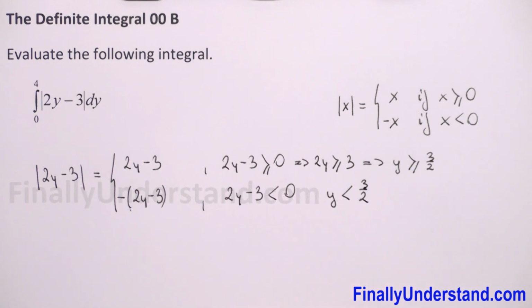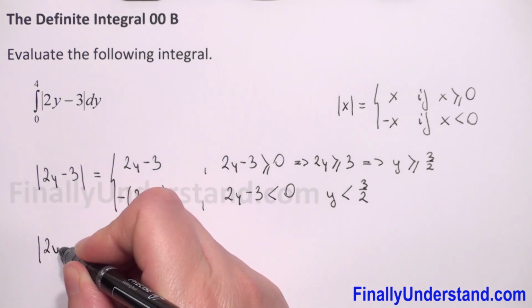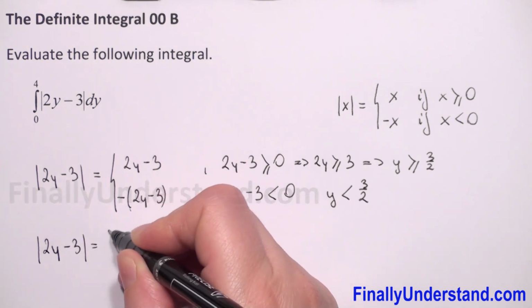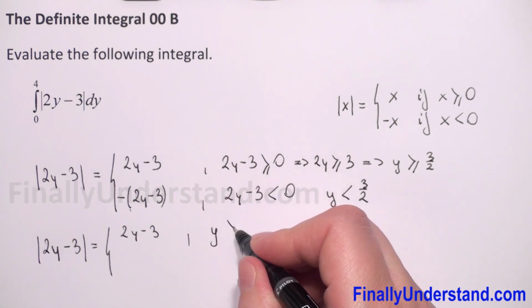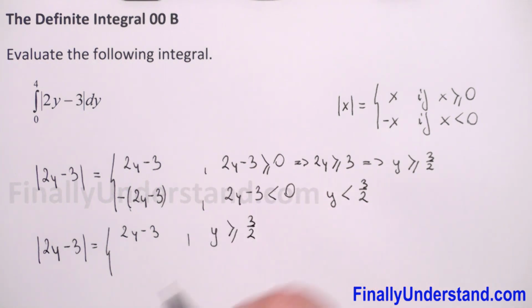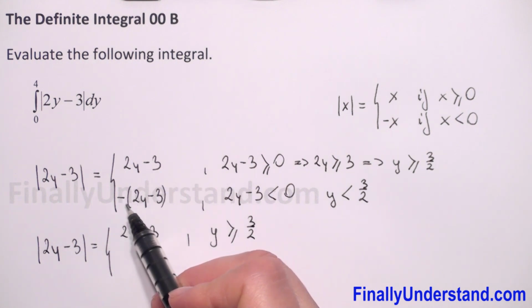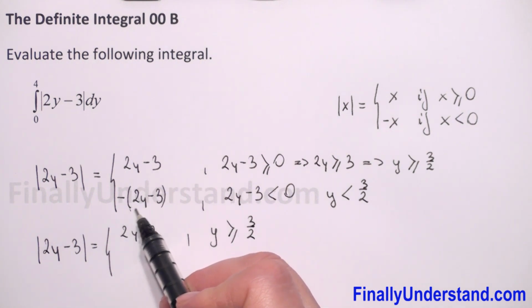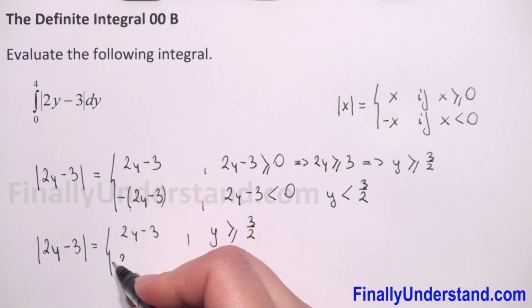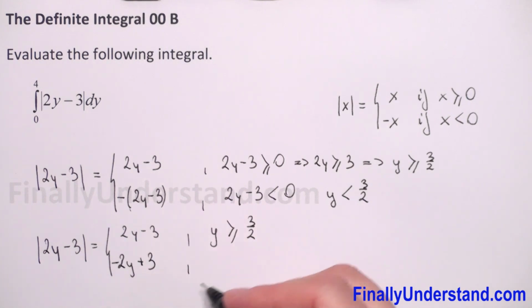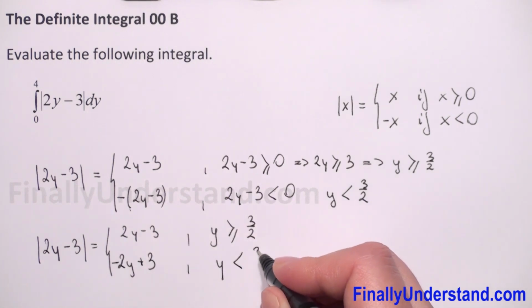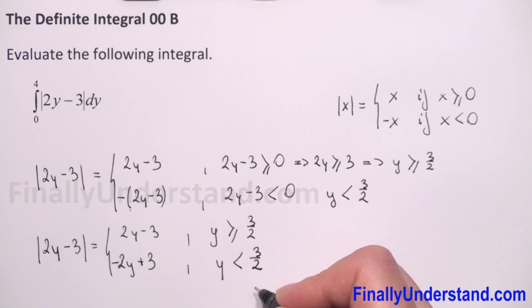Now, when we have the value of y, we can rewrite our absolute value one more time. The absolute value of 2y minus 3 is equal to 2y minus 3 for y greater than or equal to 3 over 2, and we have a negative sign, so we need to change the sign inside the parentheses, so it will be negative 2y, negative and negative give us positive 3, and this part is for y less than 3 over 2.